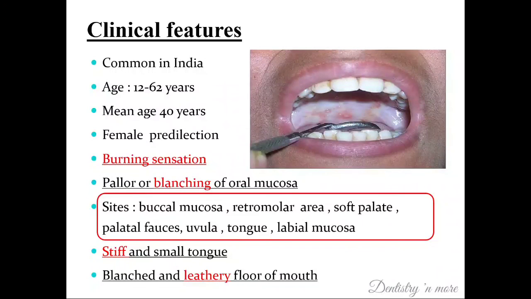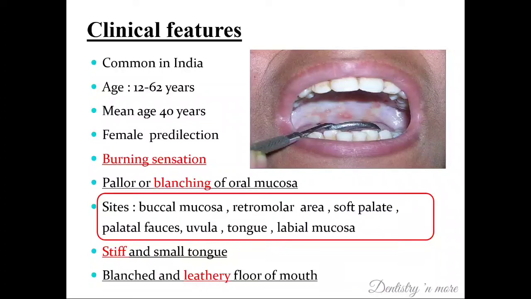The clinical features you see in oral submucous fibrosis: it is most commonly seen in Southeast Asia, especially India, and the age predilection is around 12 to 62 years, with a mean age of around 40 years, and there is more of a female predilection. The symptoms seen in such patients are a burning sensation, as well as a whitish blanching of the oral mucosa. Especially pallor is seen around the affected site.